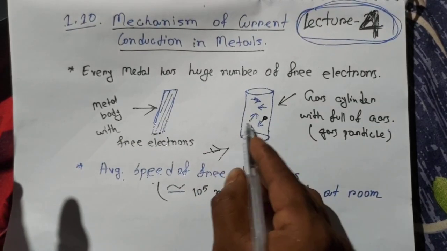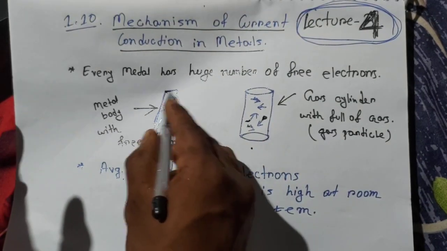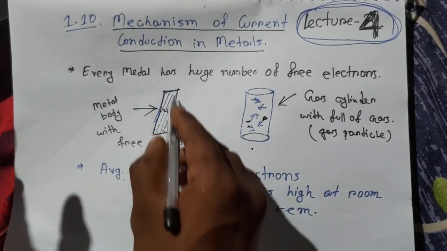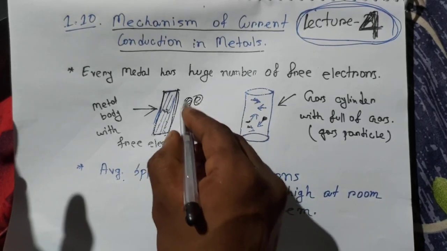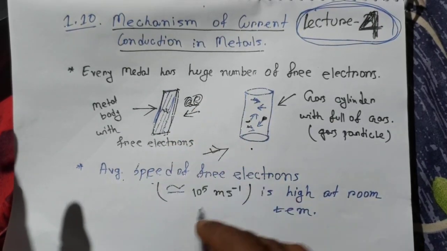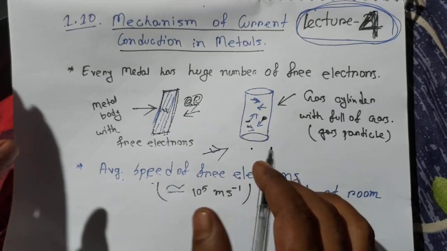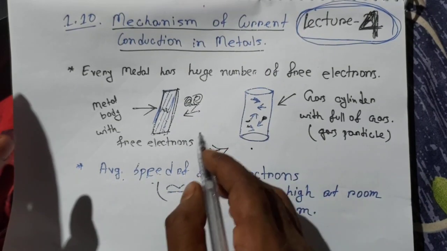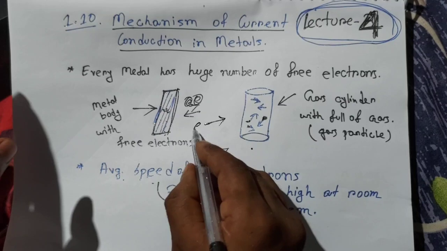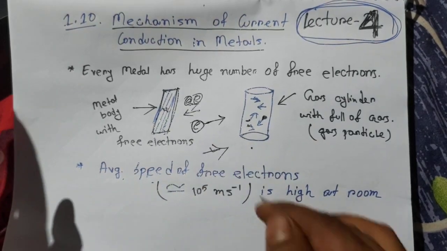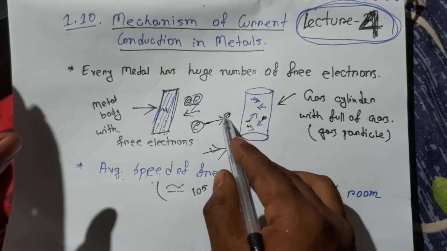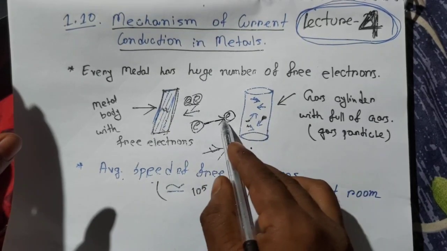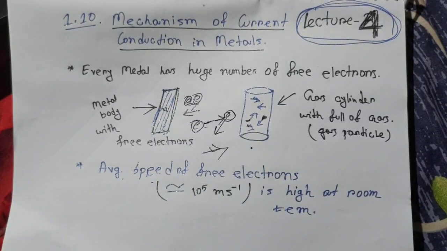All the free electrons of the metal are colliding with each other continuously, and the direction of each electron is continuously changing. Suppose here is one free electron, so from here the direction of this electron will change.